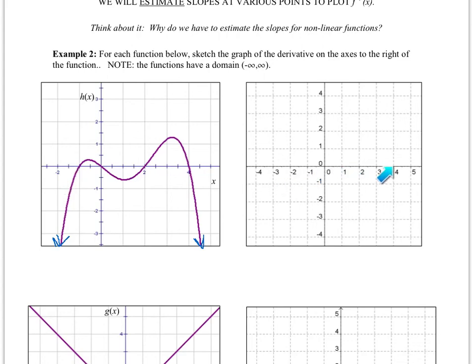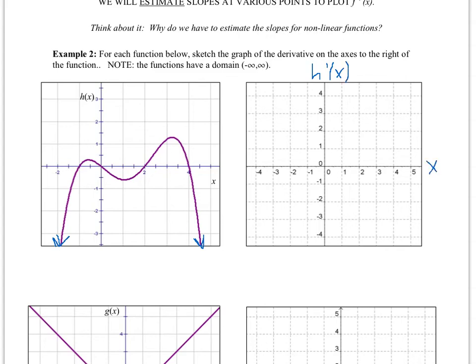Here every grid marker is counting as 1, but I've got them labeled, so every tick mark here is a half, and here every tick mark is 1. Okay, so I think I've babbled on enough. Let's go. When you graph the derivative, the first thing is to label the axes. This is going to be h prime of x, and this would be x.